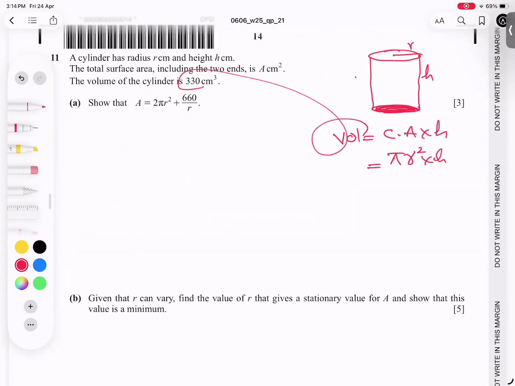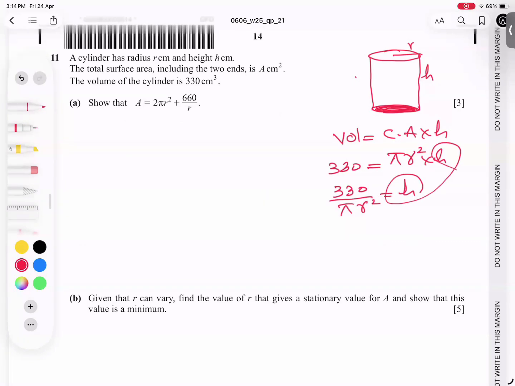And the volume is given as 330, so I'm writing 330 here. So 330 divided by pi and divided by r square, I got h. You may ask the question, why do you make h the subject, sir? Because what is my target, and there's no h available. So basically I have to eliminate h. I don't need h. That is why I made h the subject.